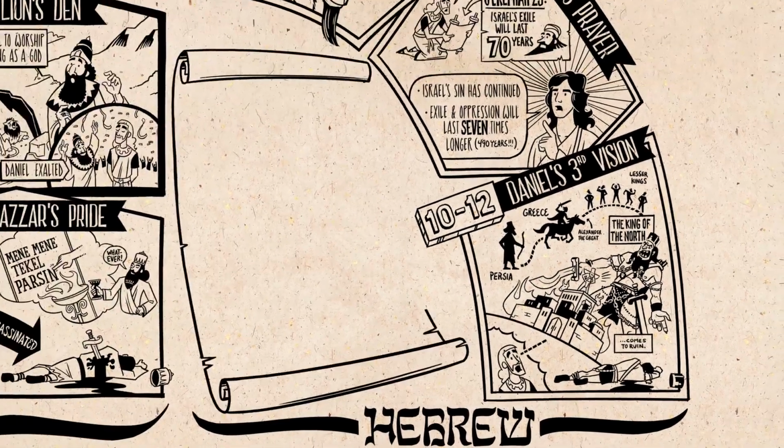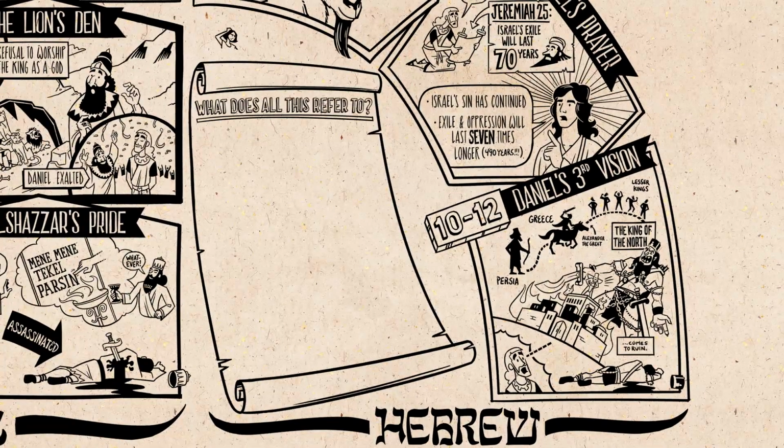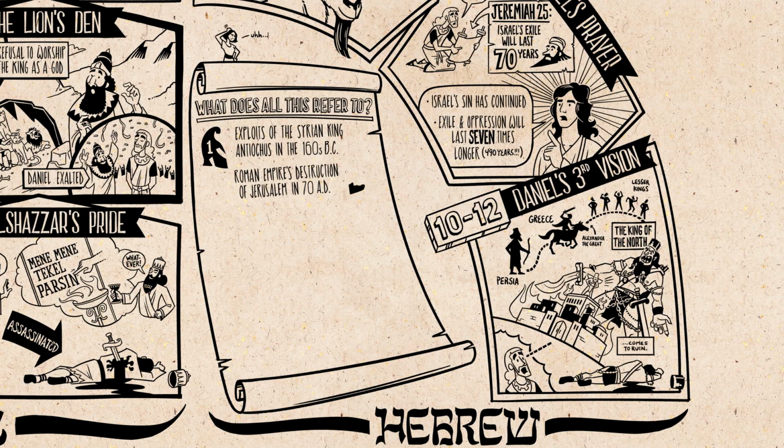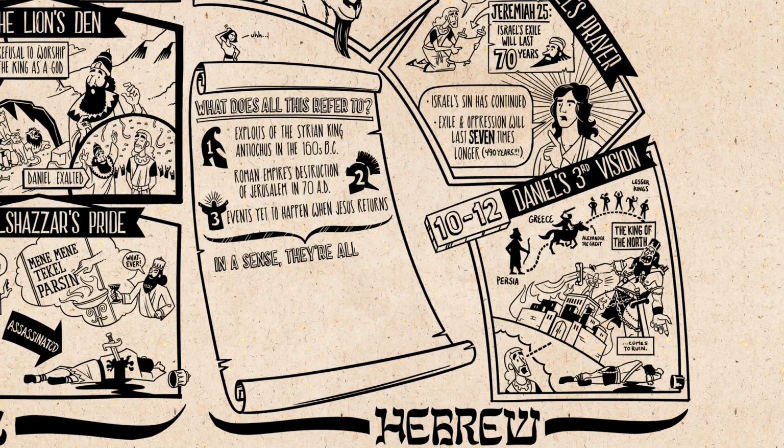Now, there's been endless debate about what all of these visions refer to. Many see a clear connection to the exploits of the Syrian king Antiochus in the 160s BC. He killed many faithful Jews in Jerusalem and set up idols in the temple. Others think it points forward to the Roman Empire's role in the execution of Jesus and the destruction of Jerusalem and the temple in AD 70. And still others think it will be fulfilled in future events that have yet to happen when Jesus will return. Now the problem is that the symbols and the numbers, they don't quite match any of these views perfectly. But it opens up the possibility that in a sense they are all right.